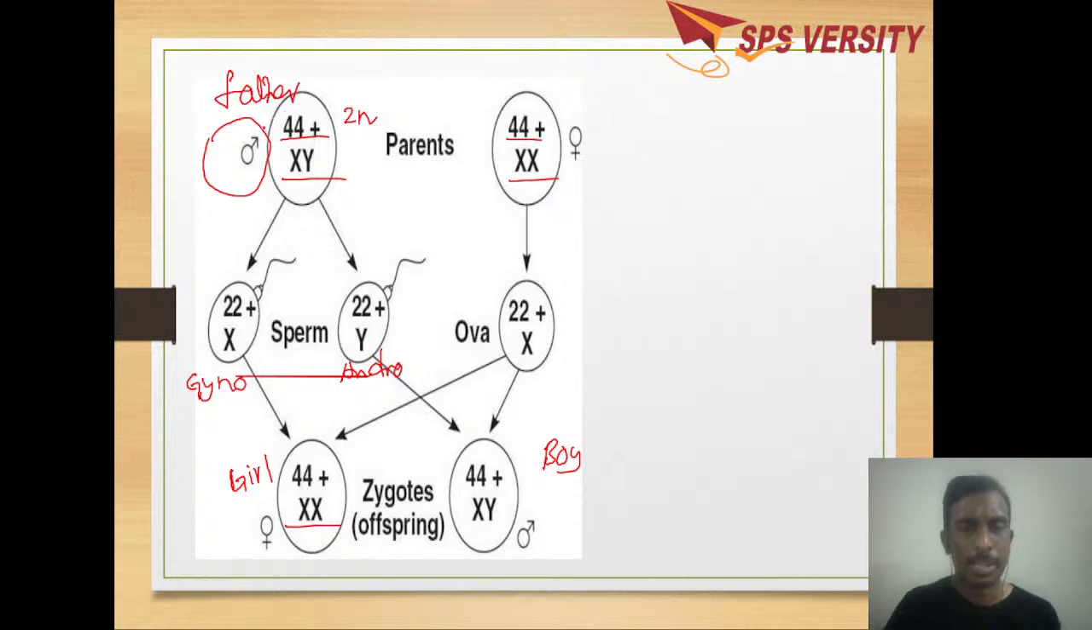But what is happening in society is that in most cases they blame the mother. But it is not like this. It is due to the father, who produces 2 types of gametes. In males, 50% of the sperms will have X chromosome and 50% of the sperms will have Y chromosome. But in females, it is 100% with X chromosome.